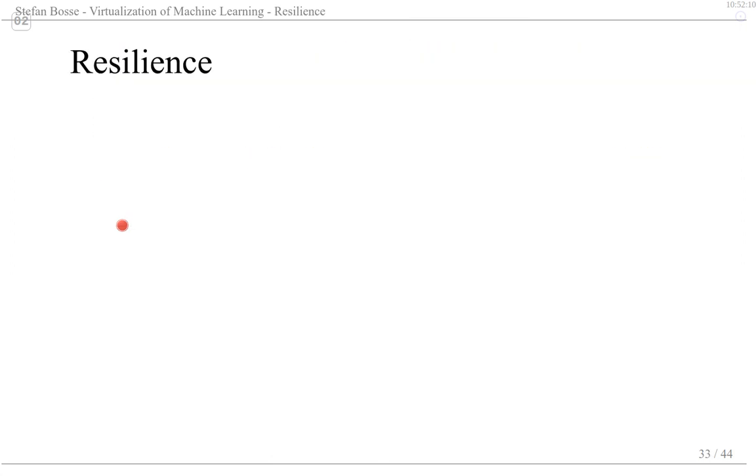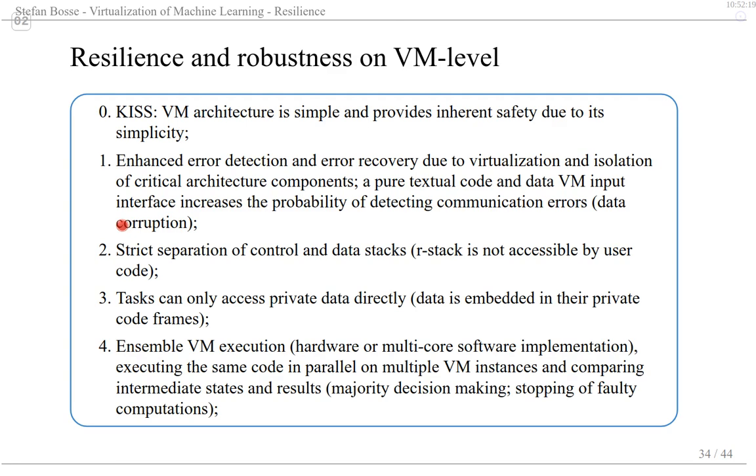One important point that is addressed by the REXA VM is resilience, and this is addressed by a lot of concepts. First of all, the KISS concept of the VM architecture, enhanced error detection and error recovery due to virtualization, and isolation of critical architecture components. The pure textual code input is a very important point for resilience. Strict separation of control and data stacks. Tasks can only access private data directly.